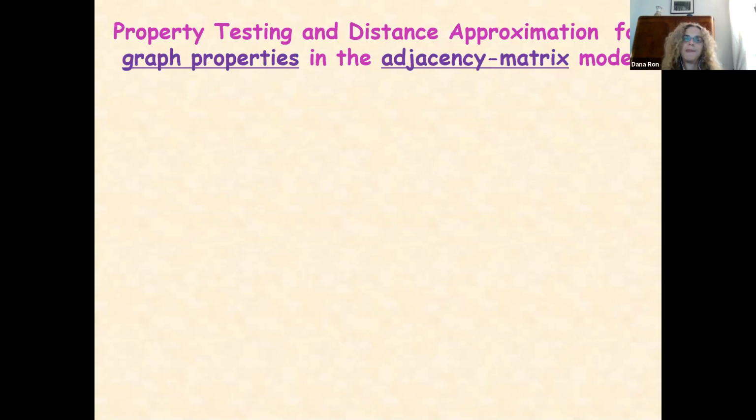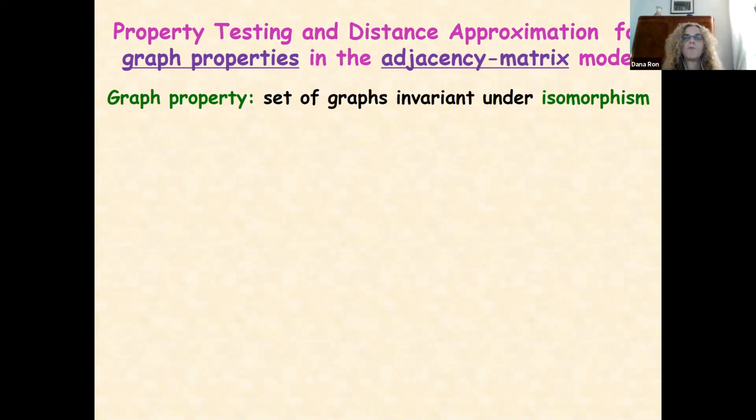Okay, so I'm going to talk about property testing and distance approximation. Now I'm going to talk about the type of objects that I'm interested in, and also about the query access and the distance measure. I'll talk about graph properties in the adjacency matrix model. First, when I say graph property, I just mean a property that is invariant under isomorphism. And it'll be convenient that when I say property, I think of the set of graphs that have the property. So when I say G belongs to the property, it belongs to the set of graphs that have the property.